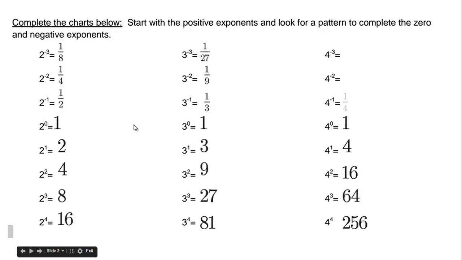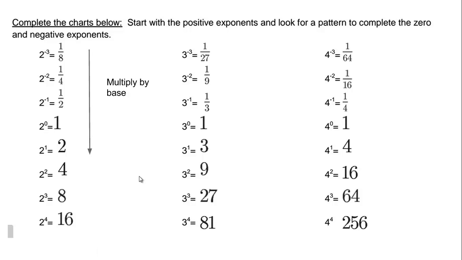And then 3's and 4's are similar. You can see this pattern that if you go this way, really 2 to the power 3 is the same as 2 to the power negative 3, it's just a fraction, 1/8. Or 2 to the negative 3 is just the same as 2 to the 3, it's just a fraction. So if we go one way, we're actually multiplying by the base, 2 or 3 or 4. And if we go the other way, we're dividing by the base, 2, 3, or 4.